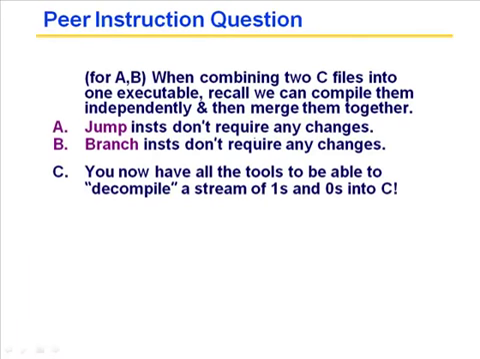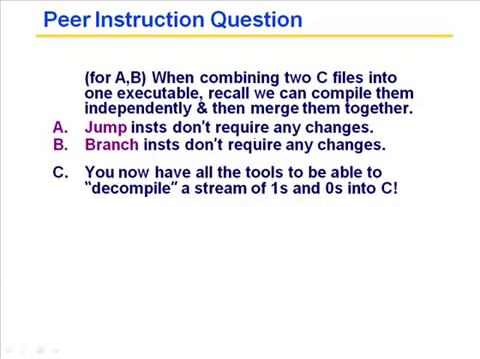So last thing is just something to think about. When combining two C files into one executable, recall that we can compile them independently and then merge them together. Why? You can compile two C files into one executable and merge them together because they're all binary. So jump instructions don't require any changes, and branch instructions don't require any changes.